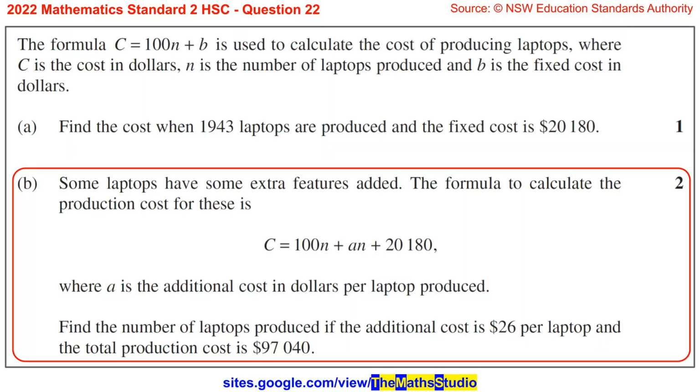Part B. Some laptops have some extra features added. The formula to calculate the production cost for these is C equals 100N plus AN plus 20,180, where A is the additional cost in dollars per laptop produced. Find the number of laptops produced if the additional cost is $26 per laptop and the total production cost is $97,040.